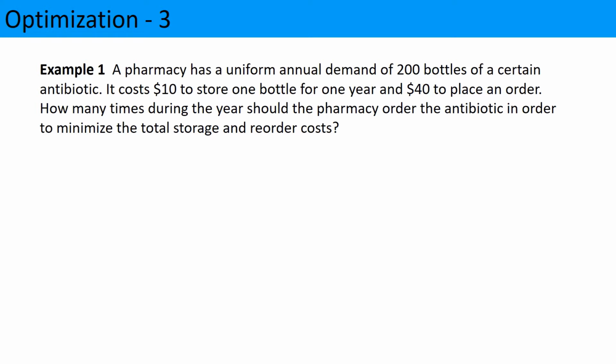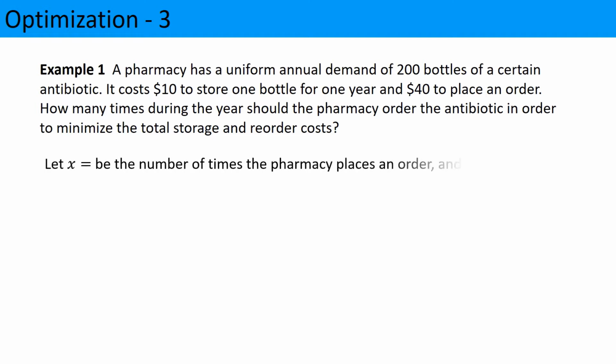For this one, we need to know how many times to place an order. So, we'll let X be the number of times the pharmacy places an order, and for the 200 bottles of uniform demand, how many demands? We'll let Y be the number of demands. Now, what is our goal or objective? The goal is to optimize the cost. That is, have the least or minimum cost possible given the constraints.